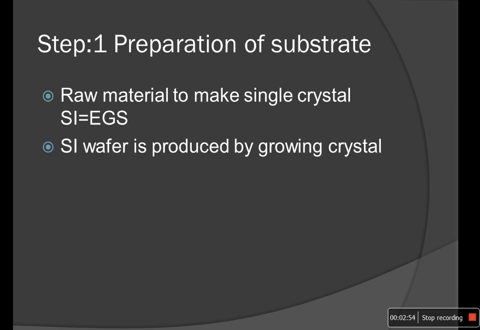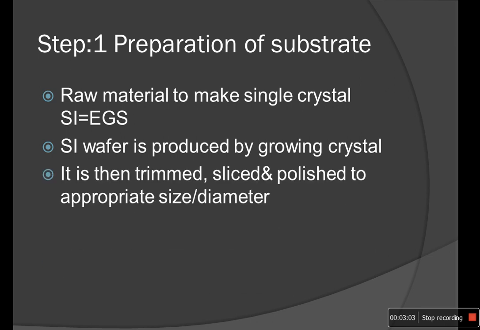The silicon wafer is produced by growing a crystal. The silicon layer obtained from the crystal structure is trimmed, sliced and polished to appropriate size and diameter, depending on the IC. So this is step 1, the preparation of substrate.